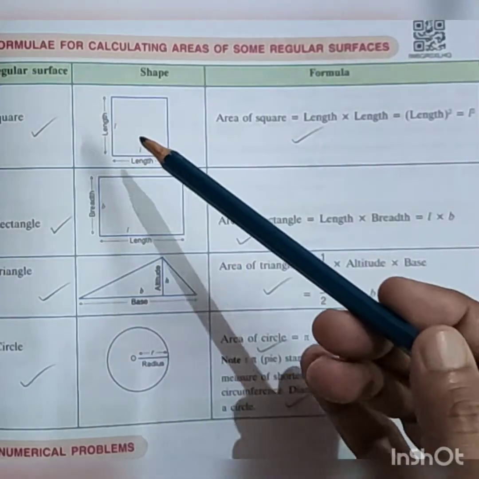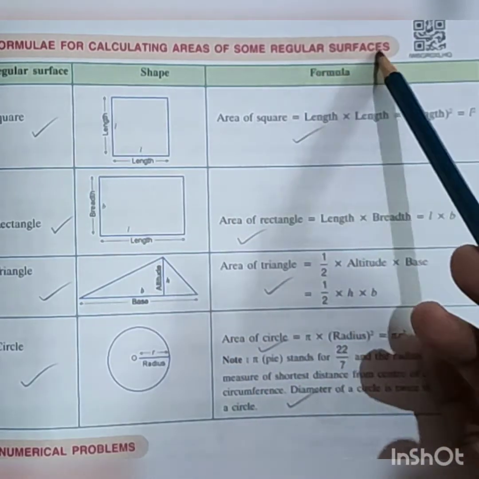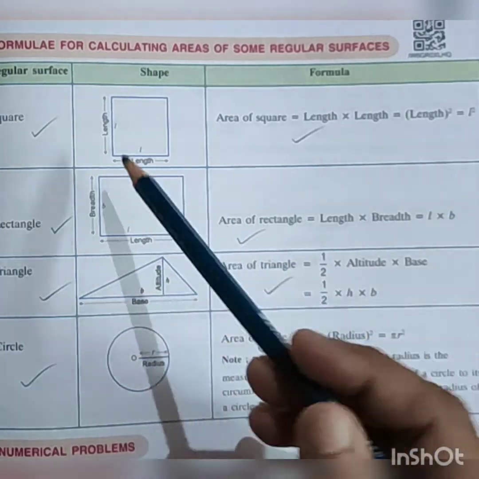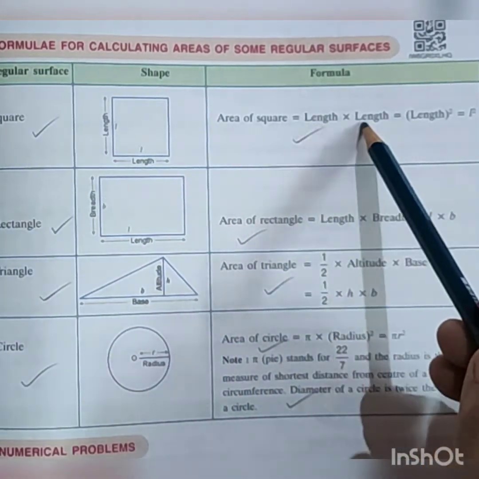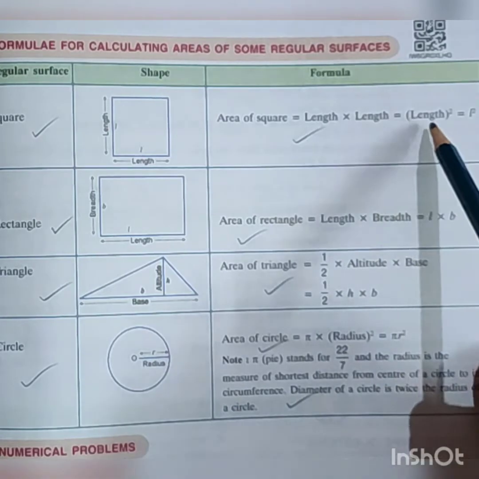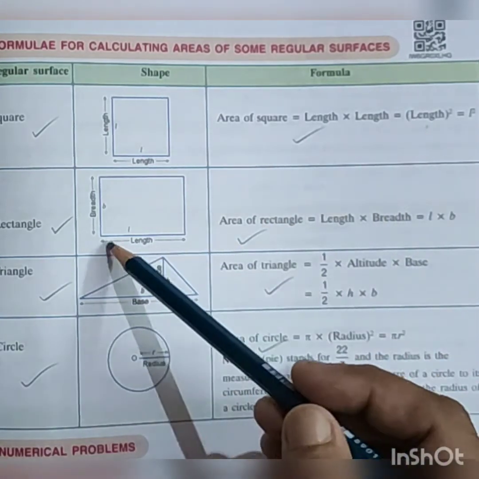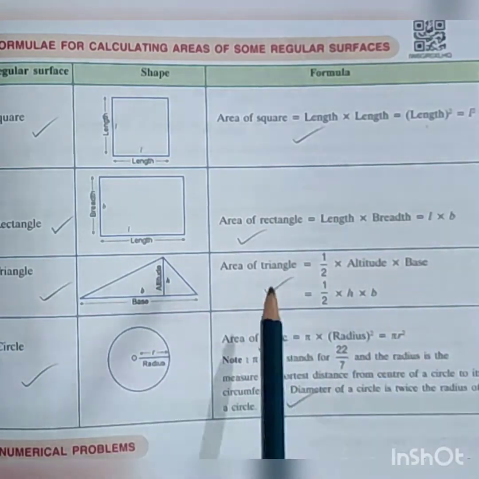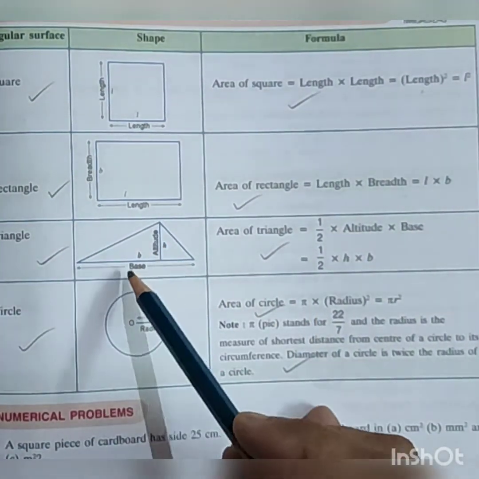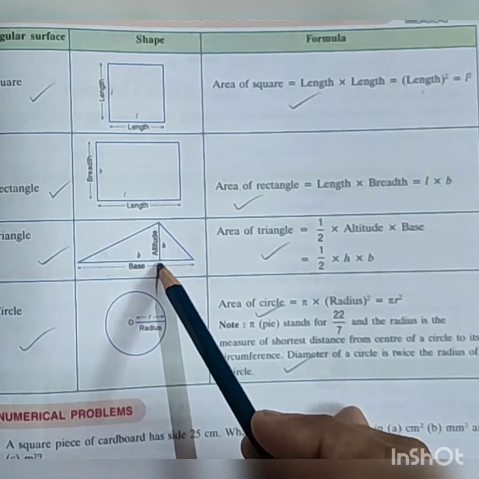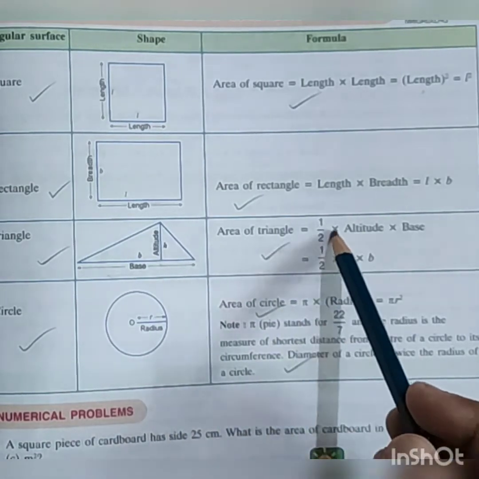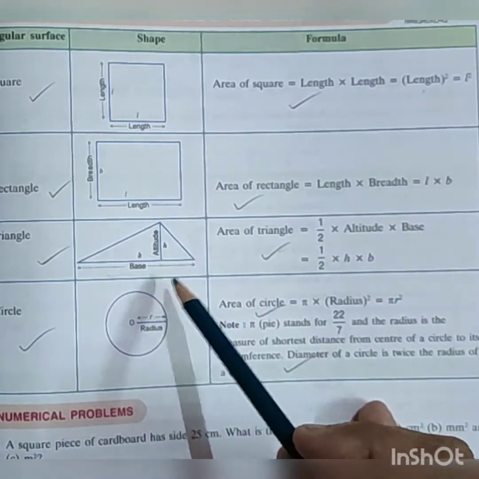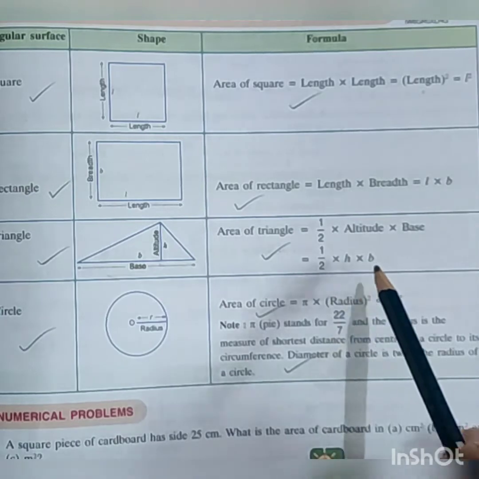In our book we have some shapes of regular surface, and these shapes have their areas. We already know a few of them. Square has area length into breadth, which you can write as L square. In case of a rectangle, area is length into breadth, L into B. For a triangle, with base and altitude or height, area is half into base into height, where altitude is the perpendicular height.